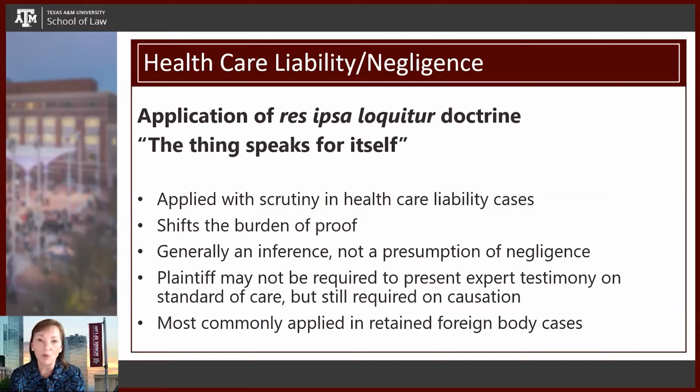The plaintiff may still be required to present expert testimony as to what the standard of care was, and also expert testimony would likely still be needed on causation, but again, it may shift the proof in some ways. How is this generally applied? About the only cases in healthcare where a judge will let res ipsa apply is in a retained foreign body case. Let's look at an example of how that might be and why it might be within the juror's lay knowledge to know if something was done incorrectly. And this is just a visual that we'll take a look at.